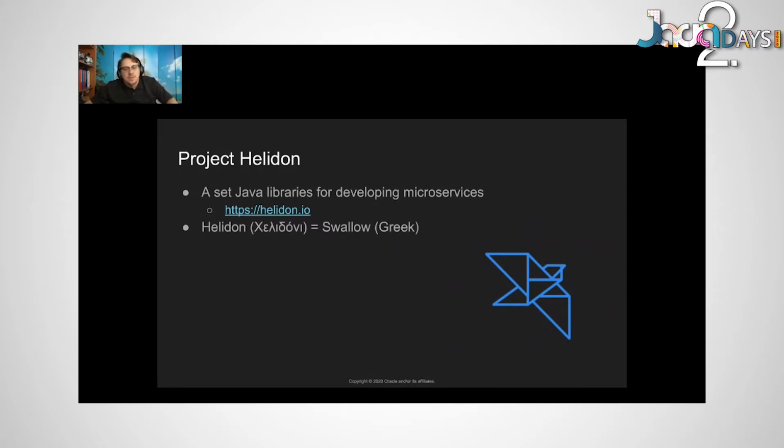Helidon in Greek means smaller. It's a wonderful small bird which is so fast and maneuverable, and the way they live in flocks describes how microservices cooperate with each other. So I really like the semantics behind this word. It's really a great explanation.